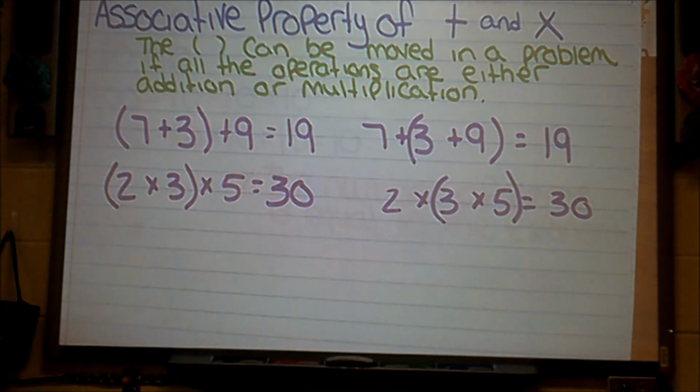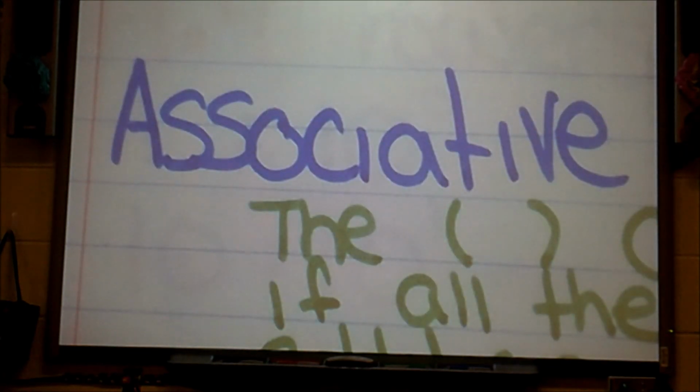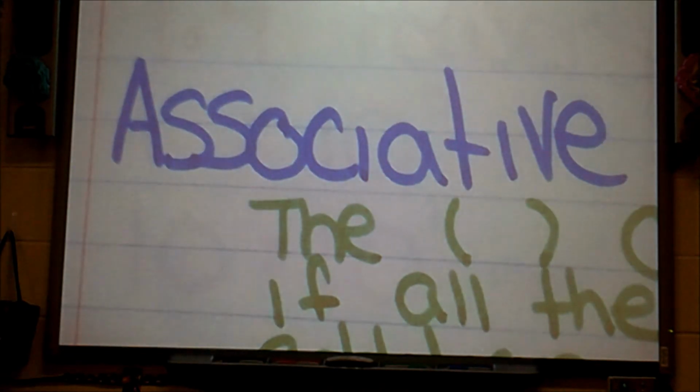Now the way I differentiate associative property and commutative property, because they're all about things changing, is that with the associative property, you see the numbers are in exactly the same order. The only thing that changes is the parentheses. And to me, the two S's in the word associative property look like parentheses. So here's the word associative, and you see I have two S's right next to each other.